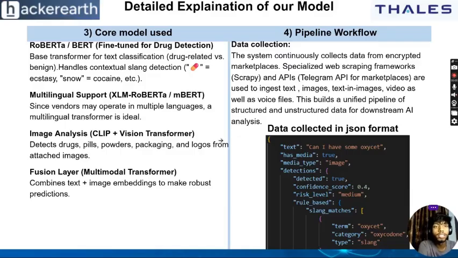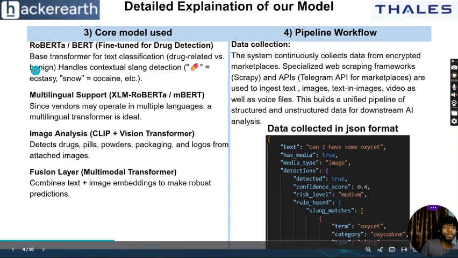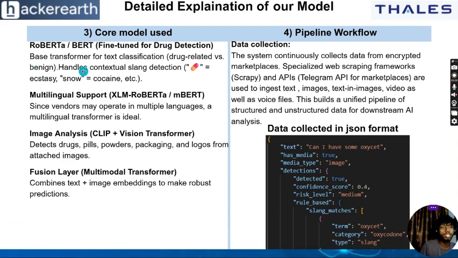Here comes the third point, the core model used. We are using RoBERTa BERT fine-tuned for drug detection. This model is transformer-based, for text classification and emoji classification. Then comes the second model, which is multilingual support. We are using this model because in our application we are detecting several different types of drugs and different regions of drugs in different countries. So we are using XLM-RoBERTa and mBERT for detecting different languages.